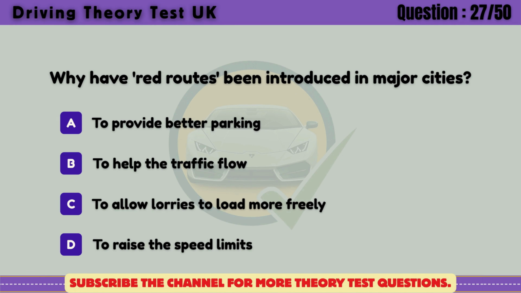Question 27. Why have red routes been introduced in major cities? Option A. To provide better parking. B. To help the traffic flow. C. To allow lorries to load more freely. D. To raise the speed limits.